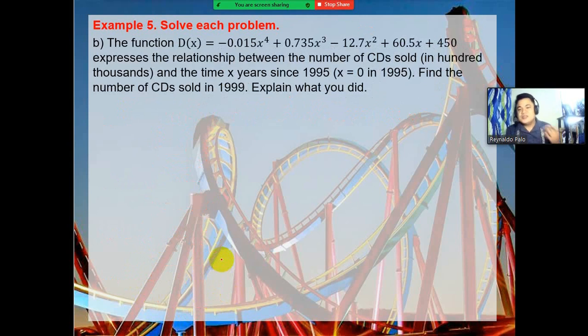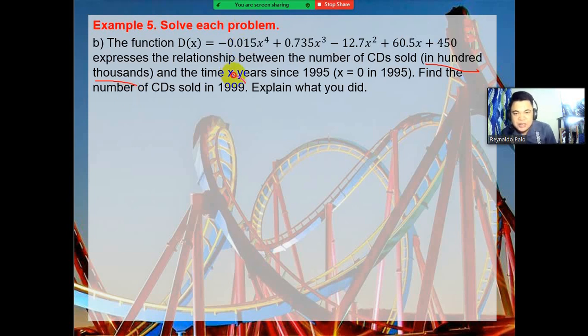We have the function d of x equals negative 0.015 x raised to the power of 4 plus 0.735 x cubed minus 12.7 x squared plus 60.5 x plus 450 which expresses the relationship between the number of CDs sold in 100,000s, so if you get the final answer, you have to convert it in 100,000s, and the time x in years since 1995. x is equal to 0 in 1995. Find the number of CDs sold in 1999.